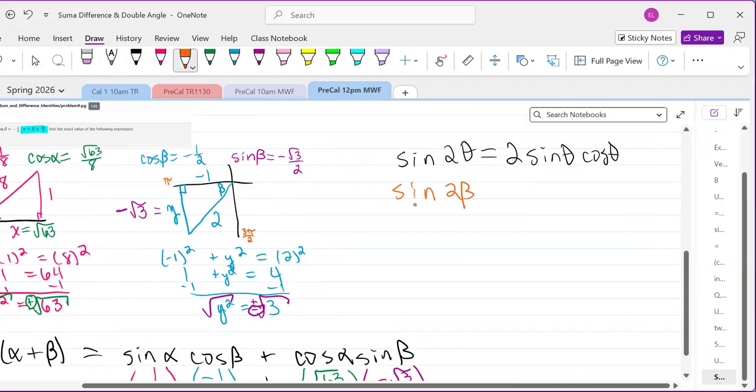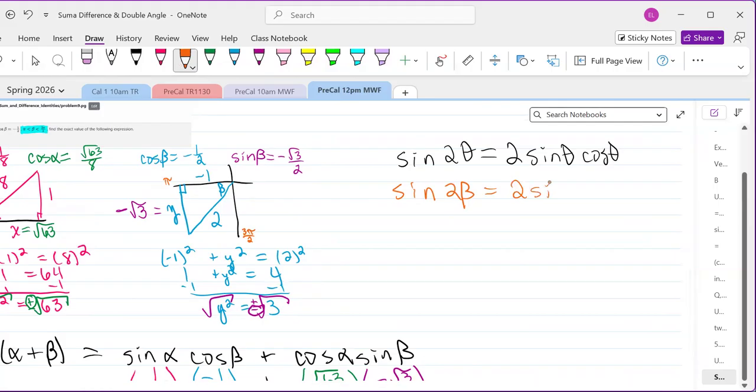So when they're asking sine 2 beta, that's going to be 2 sine beta cosine beta. So I'm just changing out the thetas for betas. And then I just need to fill in what I already figured out about sine and cosine of beta. So sine of beta is negative square root of 3 over 2, and cosine of beta is negative 1/2.